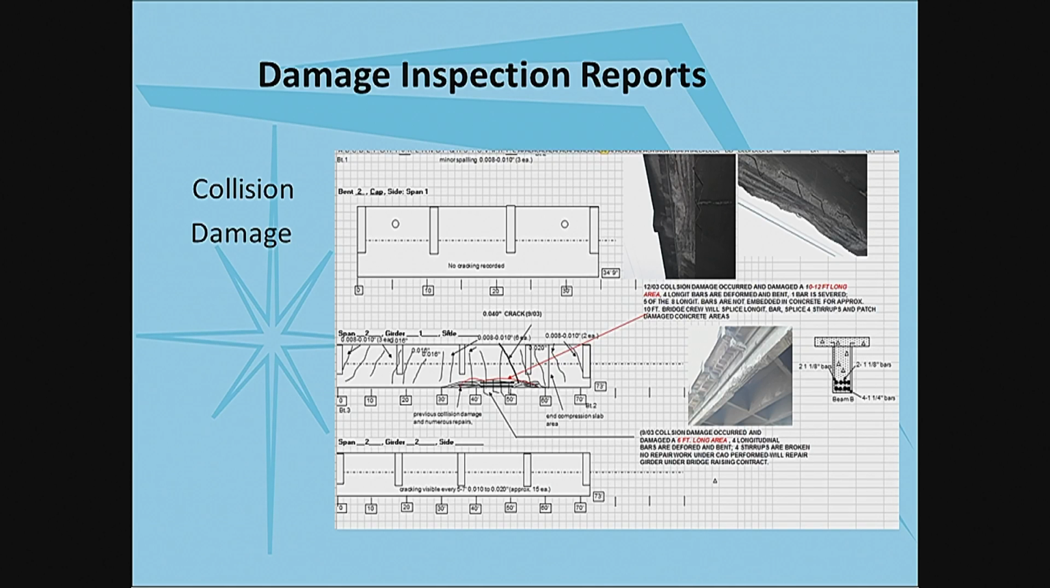There's also collision damage. We don't really have a report for this, but this is just an example of documenting some of the overheight collision damage that's occurred on our bridges. This is actually Battle Creek Bridge, which was raised, so we're not getting numerous trucks hitting it and forklifts and everything else. From time to time, inspectors have to go out and look at a specific damage that's occurred to a bridge.